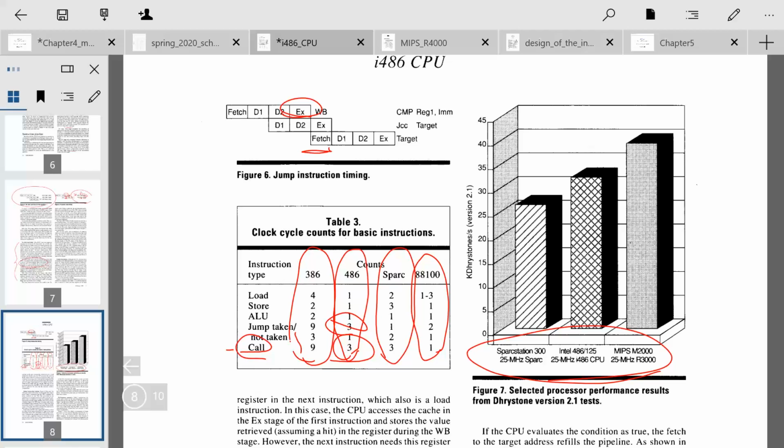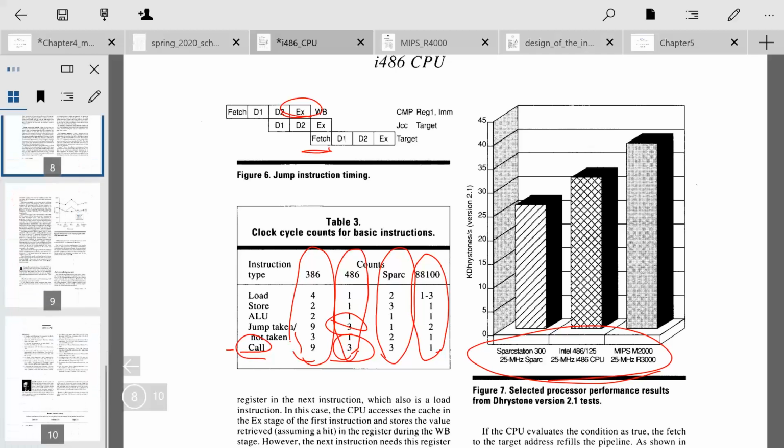The R3000 isn't listed here in Table 3, which is unfortunate. The R3000 is a 5-stage pipeline. If you look at the R3000 manual, the pipeline looks pretty much identical to what we study in the Hennessy and Patterson book.